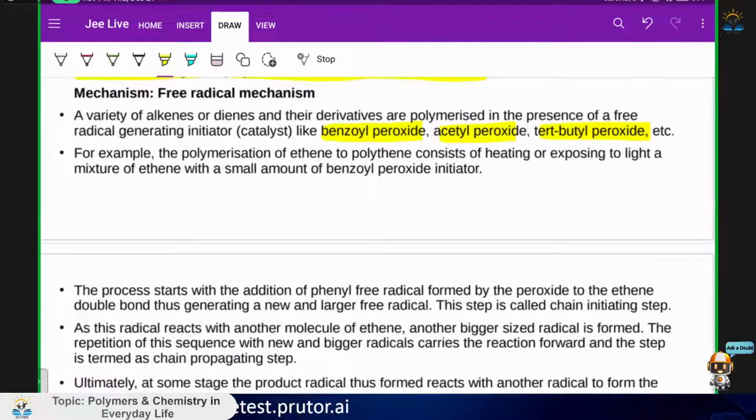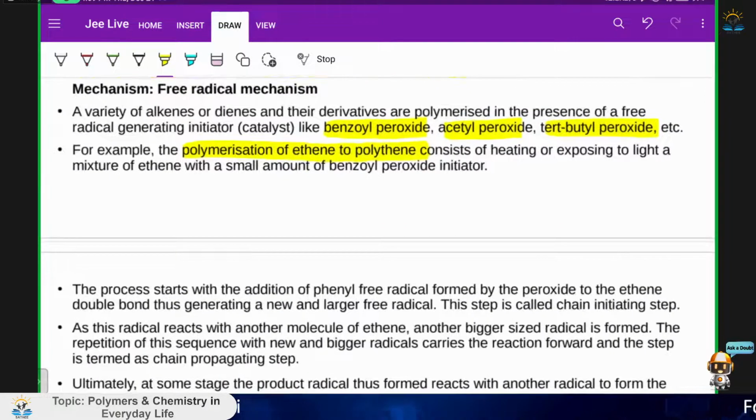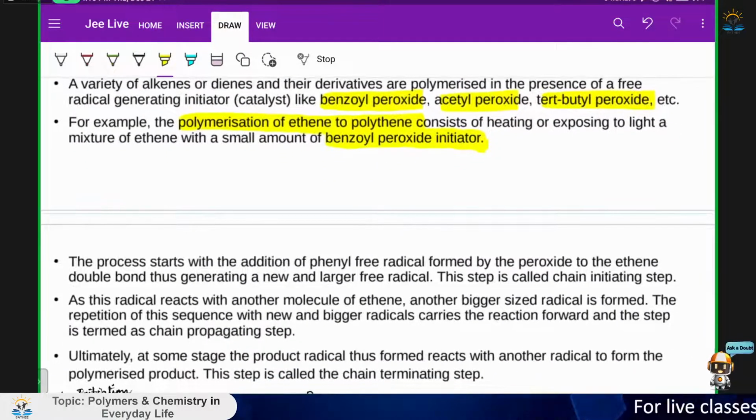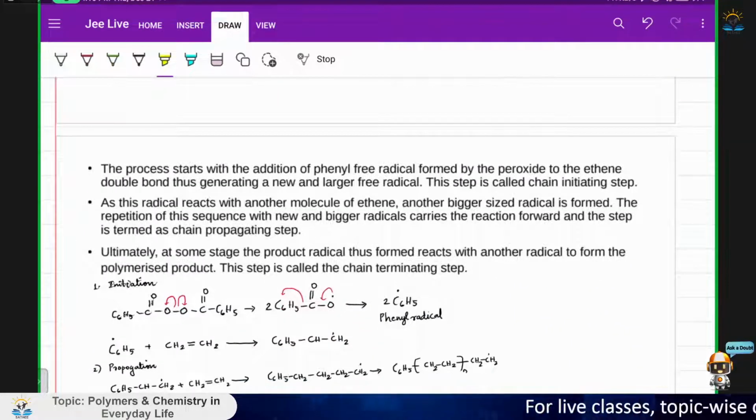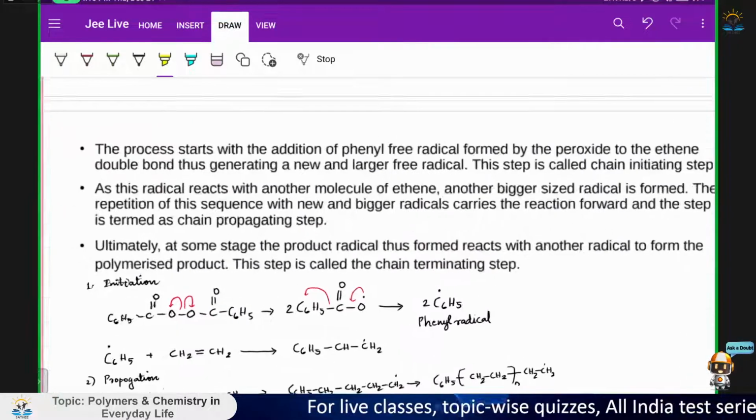For polymerization of ethene to polythene, we use benzoyl peroxide initiator. The process starts with the addition of phenyl free radical formed by peroxide to the ethene double bond, thus generating a new and larger free radical. This step is called chain initiating step. So it is written here.